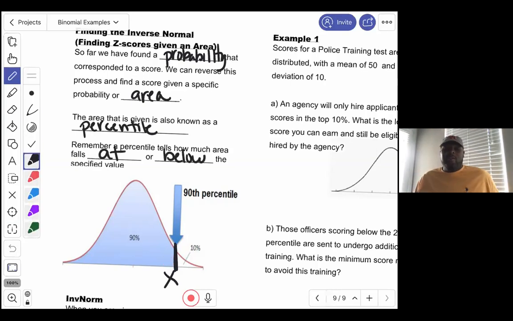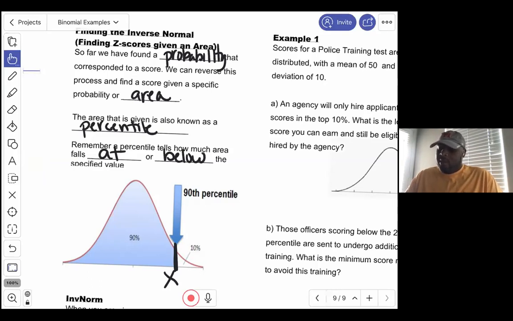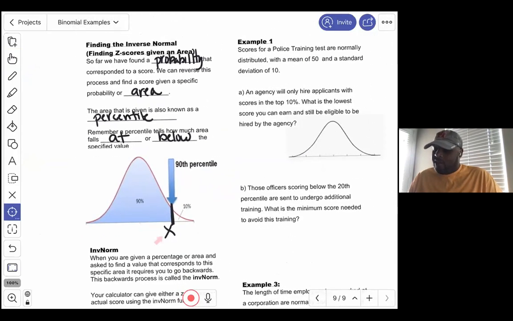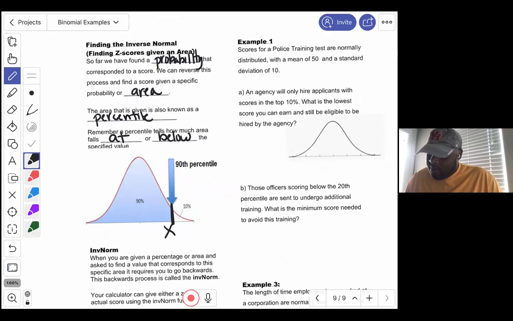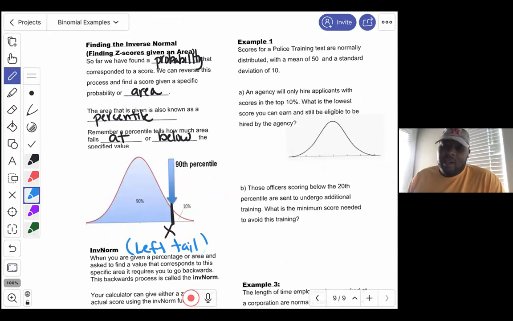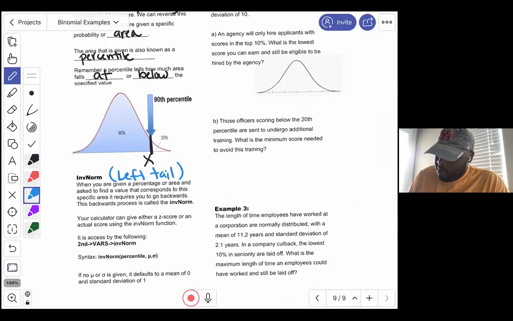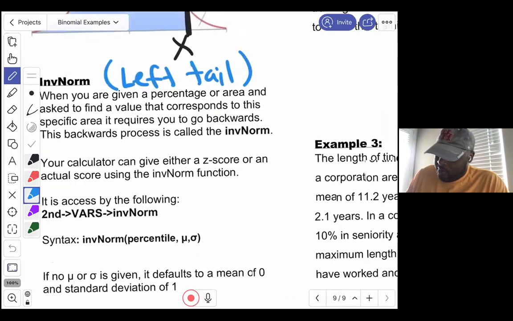That matters here because the function we're going to use in our calculator is called inverse norm. We're going to go backwards to find this particular X value that gives me this at or below value. But because it's at or below, this function only works when you calculate the left-hand side of things. It only calculates the left tail. So you're always going to look at the left tail to calculate. And here's the syntax for your inverse norm function.